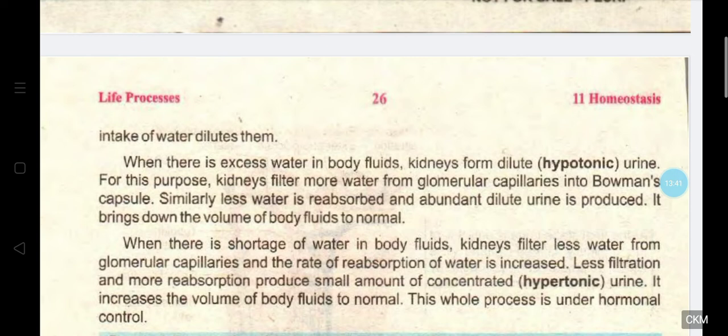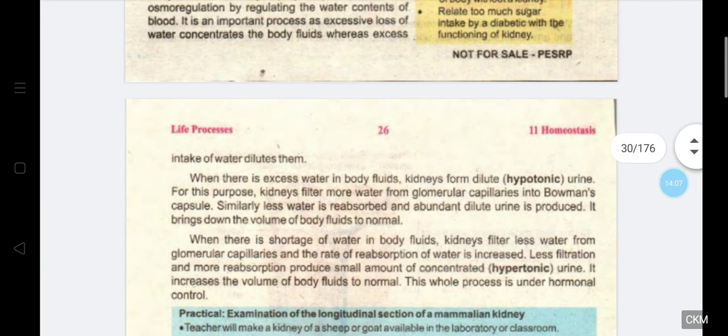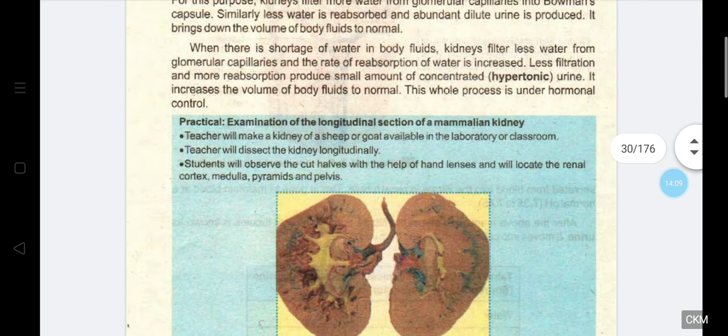When there is a shortage of the water in body fluid, the kidney filters less water from the glomerular capillaries and the rate of reabsorption of the water increases. Less filtration and more reabsorption produce a small amount of concentrated urine. Concentrated means, beta, less amount of the water. Hypertonic means more salt. It increases the volume of the body fluid to normal. The whole procedure is under hormonal control. Hope you get that, students.